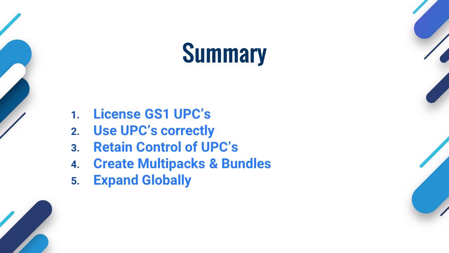So in summary, recommendation is: number 1, license a GS1 UPC prefix directly from GS1 US as opposed to purchasing reseller UPCs. Number 2, use UPCs correctly on the Amazon platform. Number 3, make sure you monitor and retain control of your UPCs. And if you find hijacked UPCs, that you're able to take control of them again so that you're able to list your products correctly. Use them to create multi-packs and bundles. And lastly, to expand into Amazon globally.